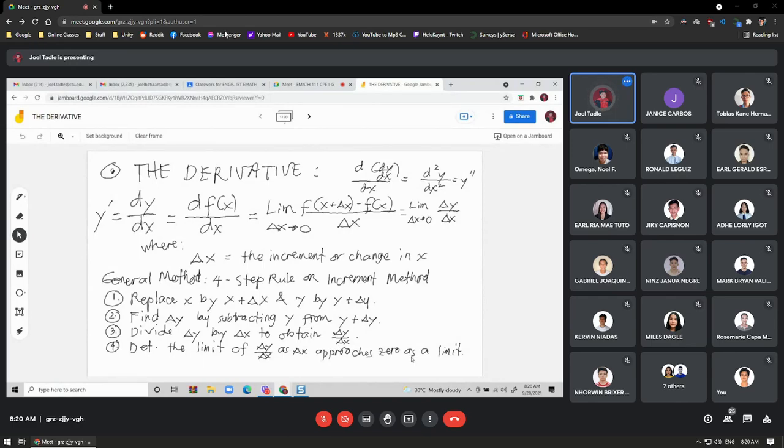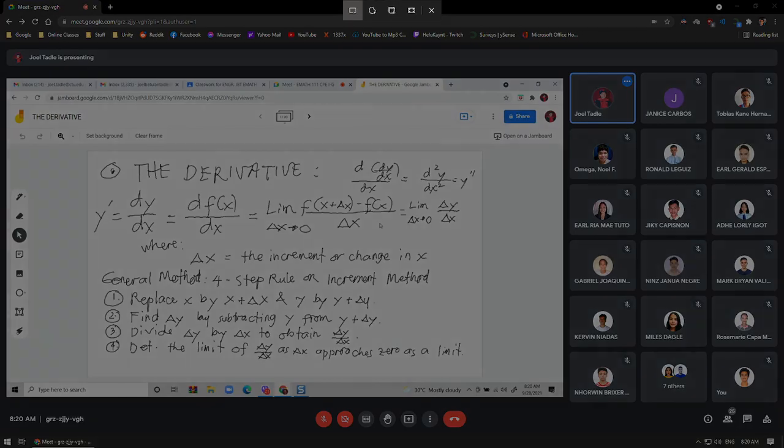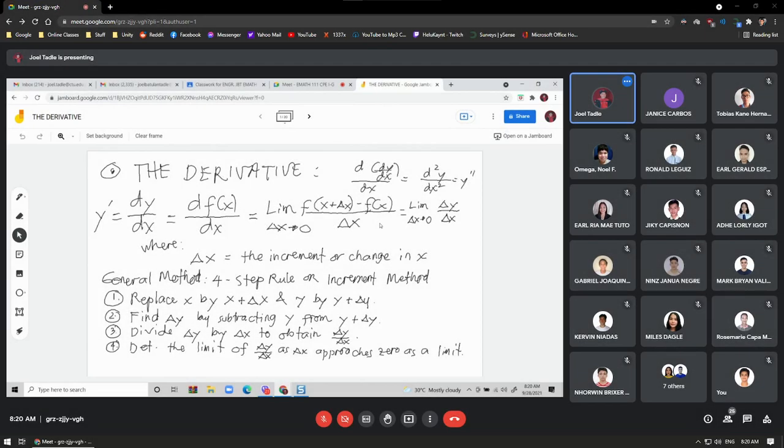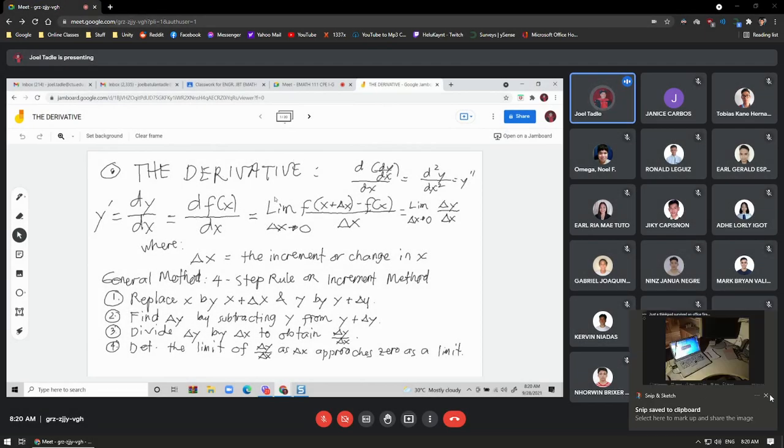So those are the four steps. We need to memorize them so it will be easier to determine the derivative of a function using this rule. This method is what we call the long method to find the derivative of a function. Later we will go to the short method using formulas. For now, we will study the long method.